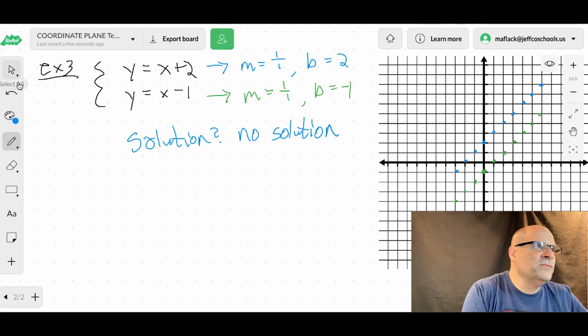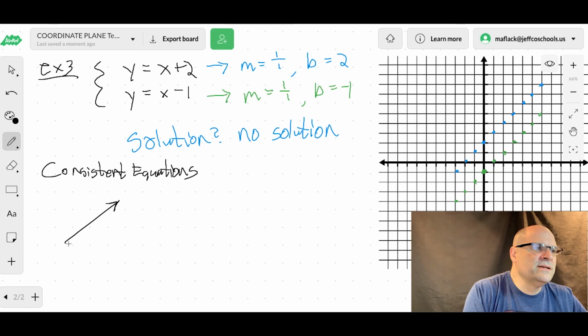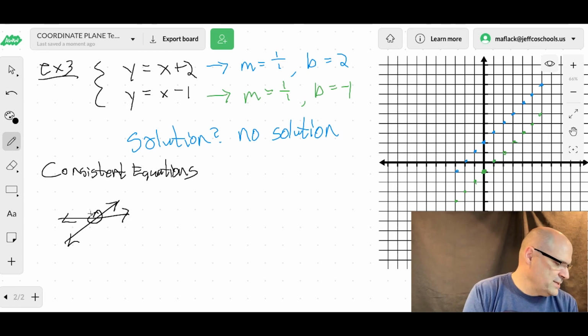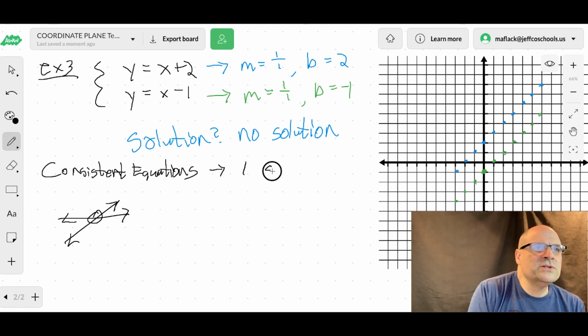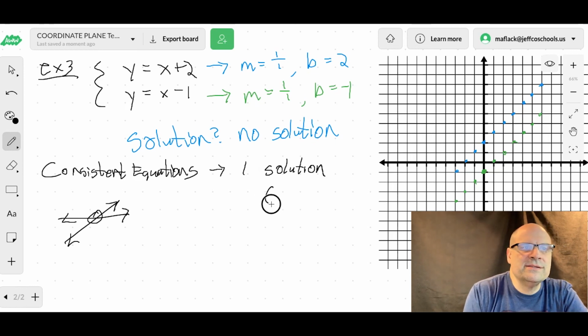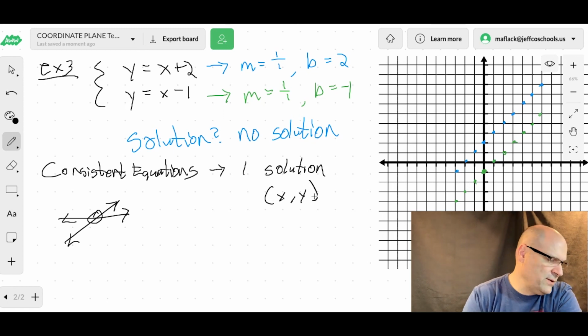So most of the time, what you're looking for is what we call consistent equations. This is where you have 2 lines intersecting in a nice spot there. Okay? So consistent equations, you have one solution. So whatever that is, x comma y. You have an x and y value that work in both equations.